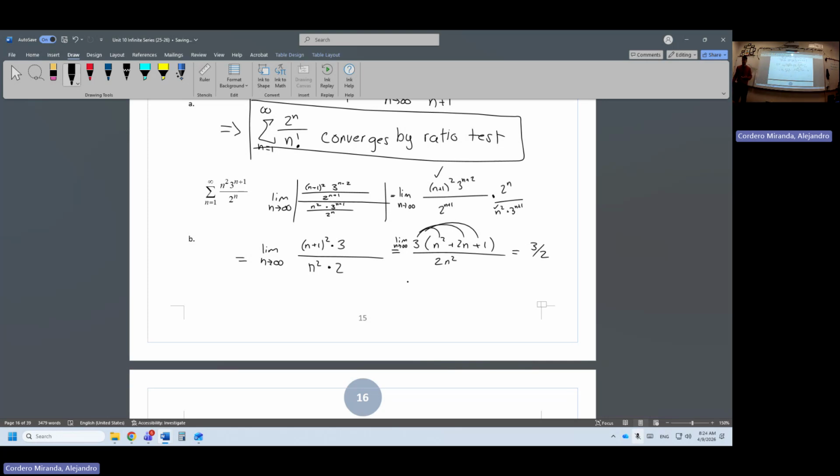Okay, ratio test done, but now don't forget to answer the question: does this converge or diverge? Good job, because 3/2 is 1.5, it's bigger than 1. Therefore, this series diverges.